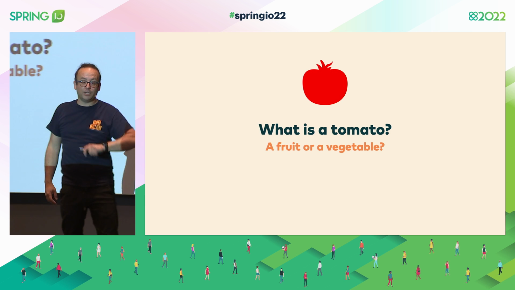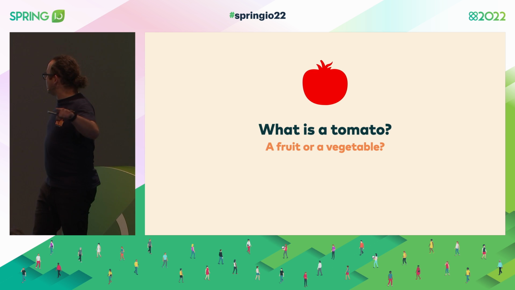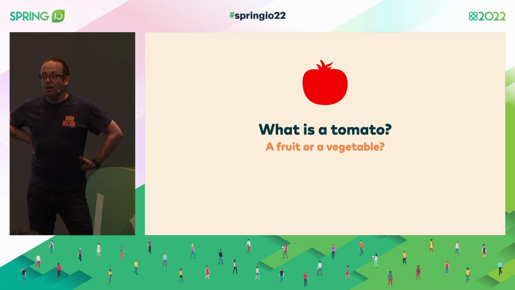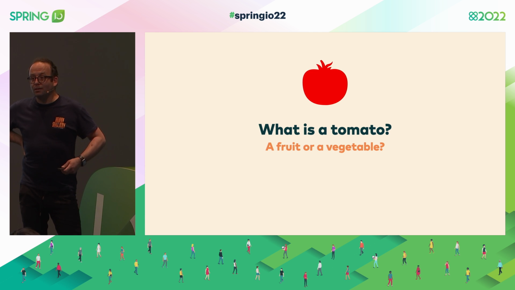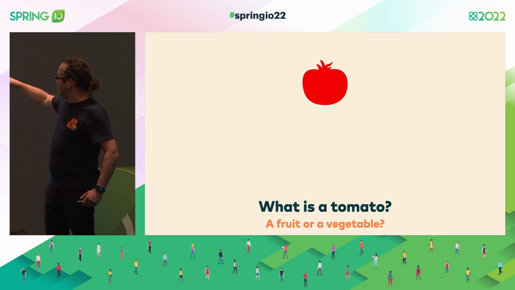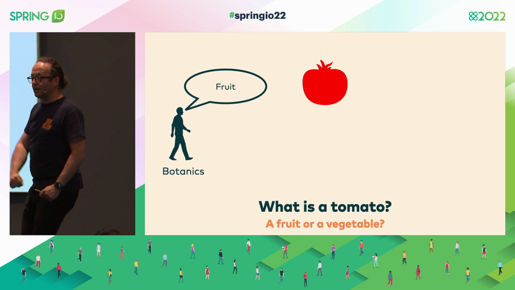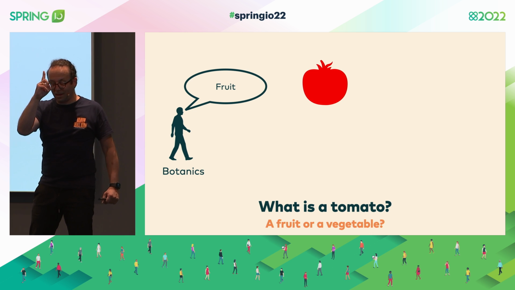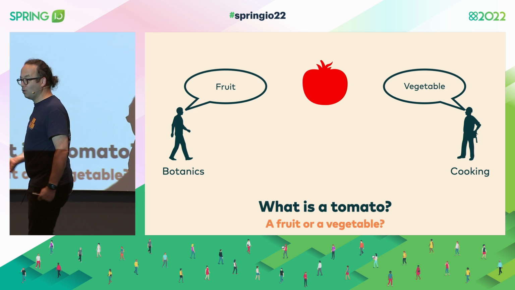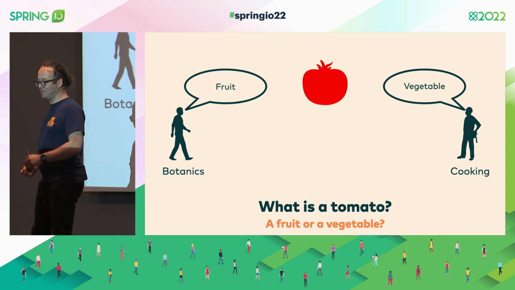Now let me ask you a question to get an example for that. What's a tomato? Is it a fruit or a vegetable? What do you think? Fruit. Yeah, that's what botanics say. Botanical science says tomato is a fruit. However, in the context of cooking, a tomato is often treated as a vegetable. Who wants a tomato in a fruit salad? No one. Very strange.